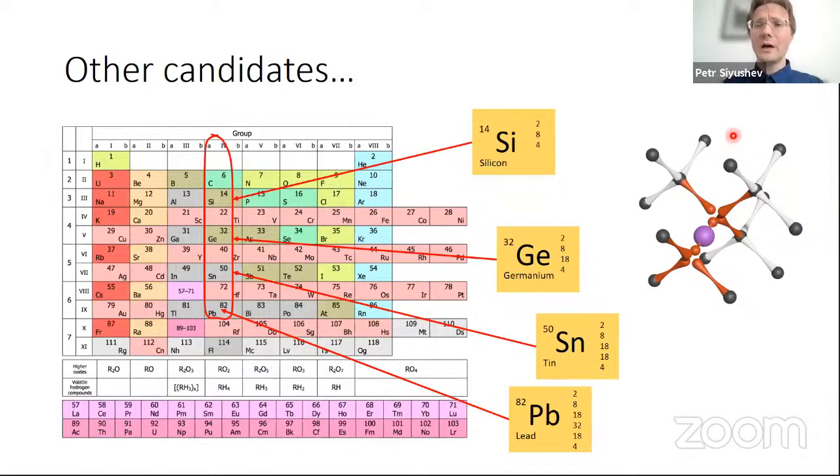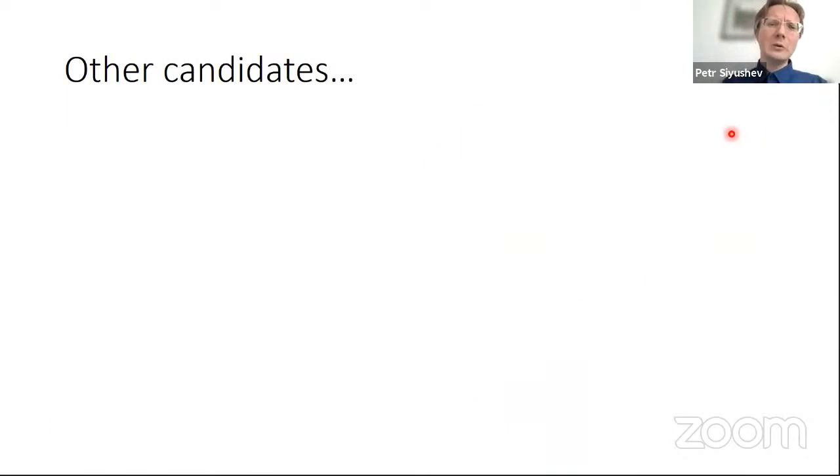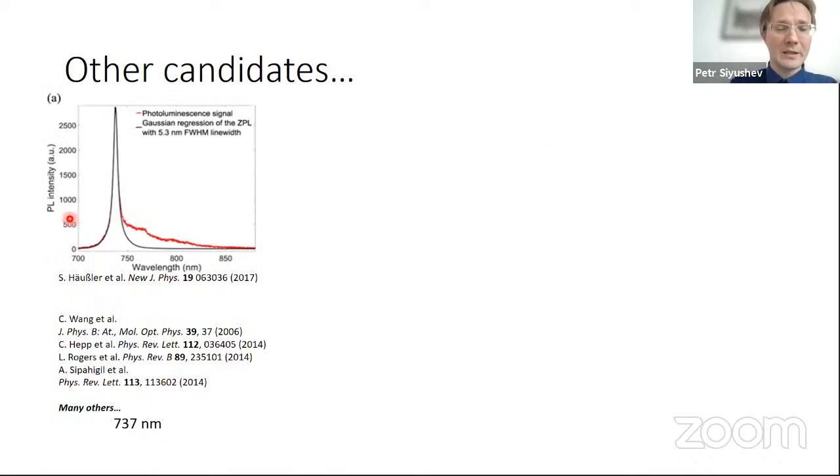Okay, first of all, what is so special about those defects? If we take a look at the normal photoluminescence spectrum of the silicon vacancy center, for example, first of all, you will see an extremely sharp and narrow zero phonon line.